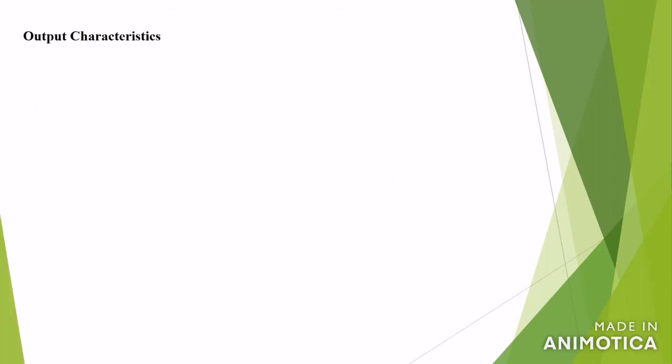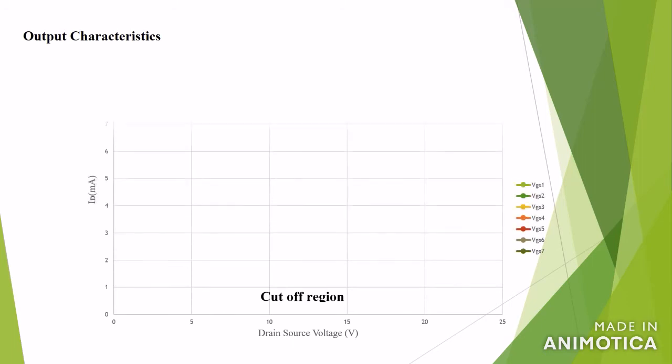Next we'll see the output characteristics. This is the characteristics drawn between drain source voltage and the drain current by varying gate source voltage. For obtaining one characteristic curve, VGS is kept constant. Initially VGS is kept at VGS1. Then the drain source voltage is varied. This is how the characteristic curve is obtained.